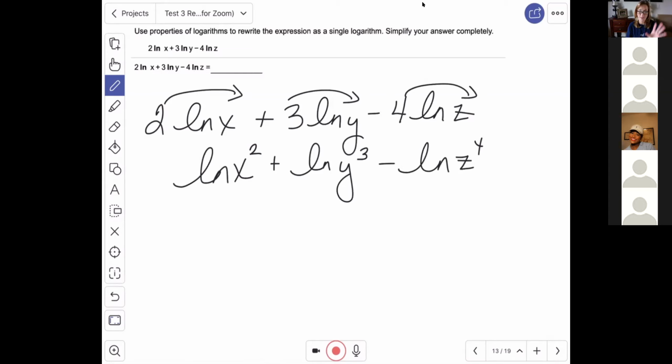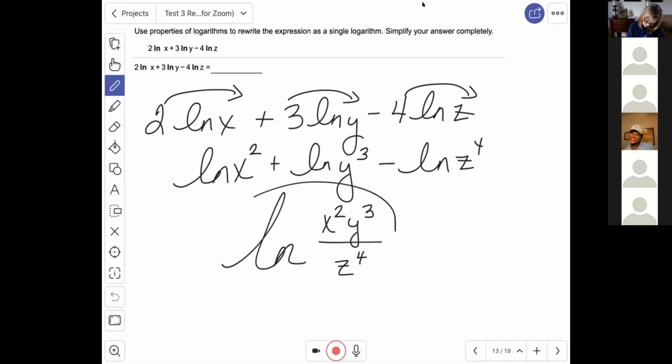Now that you just have a bunch of natural logs being added and subtracted, you can combine it into one big natural log. The plus means you multiply the terms. Subtraction means you divide. That's all they're wanting. And I just in the past have seen so many people that are working it right, but don't put the log. They only list the x squared y cubed over z. And if you don't have the natural log in front, you've missed it. So that's what they wanted.